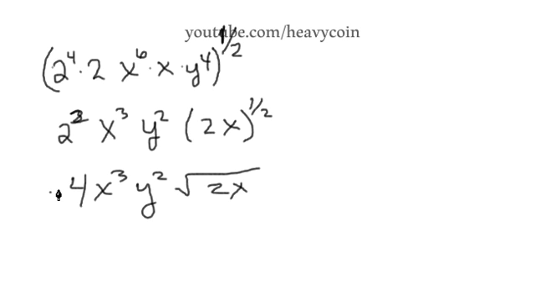Okay, well, I moved through that pretty quick. Hopefully you were able to keep up. So it all reduced down to 4 times x cubed times y squared times the square root of 2x.